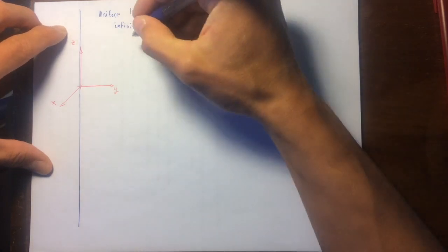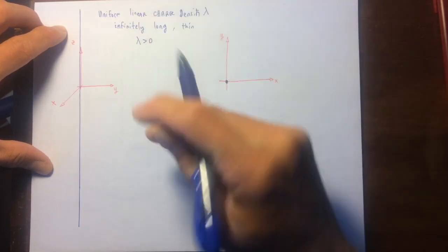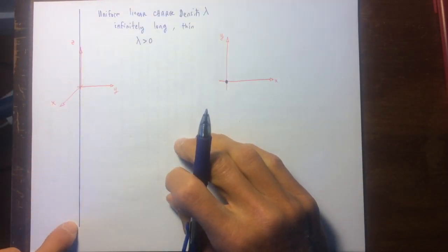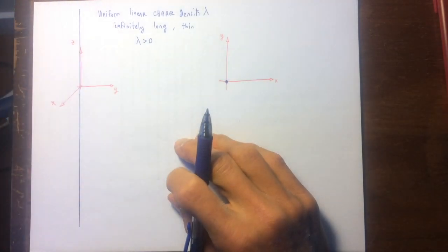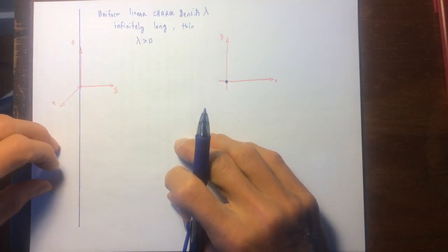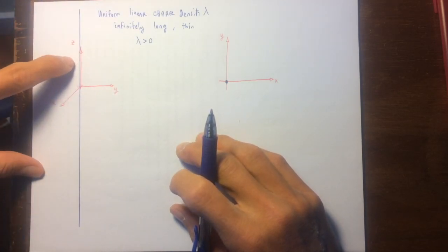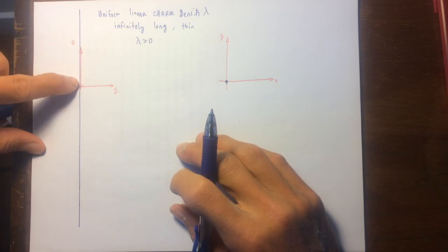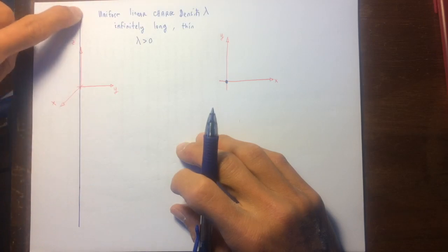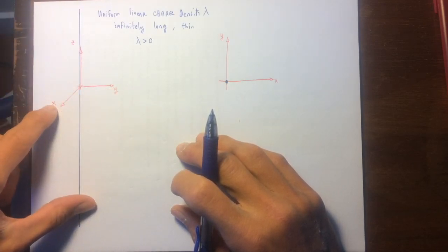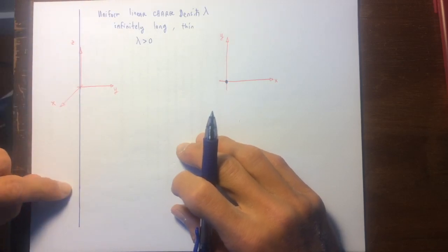So it's useful, or at least easy, to think of lambda being positive. That is, this long line of charge is a long line of positive charges. So this is the point of view in a coordinate system such that the z direction is the direction in which the line exists, and then the x and the y are so-called transverse directions. They're perpendicular to the direction of the line of charge.